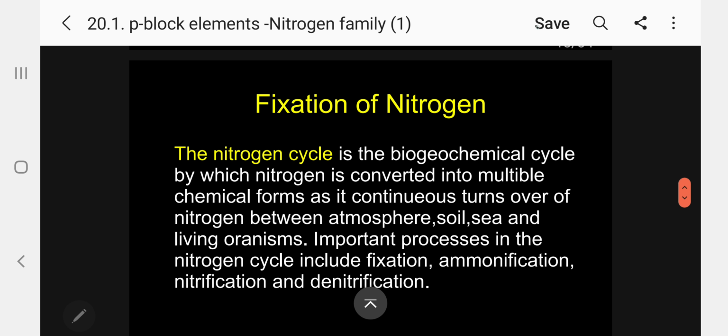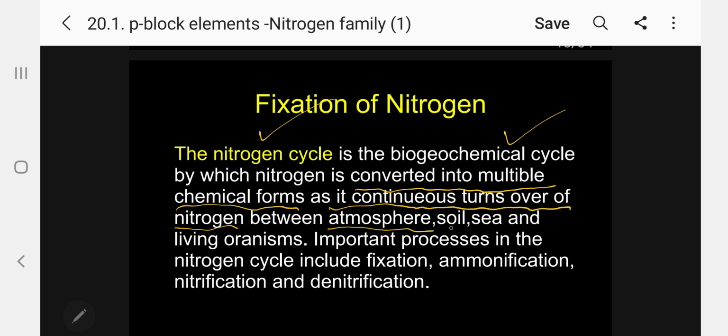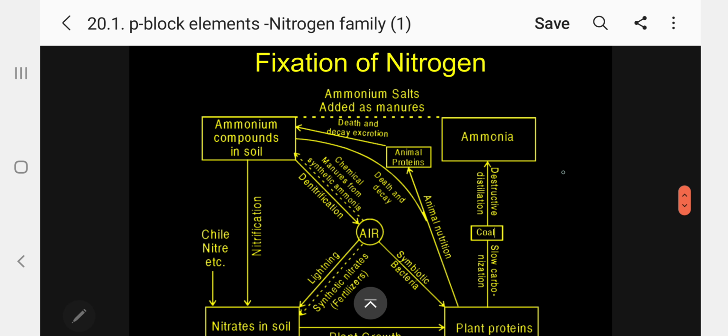Now, fixation of nitrogen. What is fixation of nitrogen? The nitrogen cycle is a biogeochemical cycle by which nitrogen is converted into multiple chemical forms as it continuously turns over between the atmosphere, soil, sea, and living organisms. I will show you the diagram later. Important processes in the nitrogen cycle include fixation, ammonification, nitrification, and denitrification. This is the nitrogen cycle.